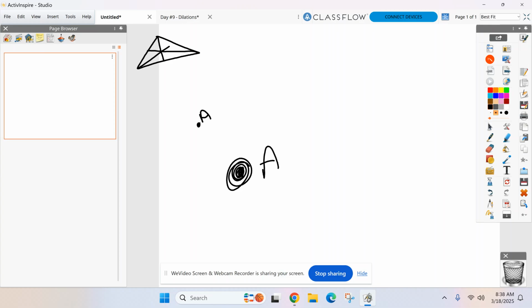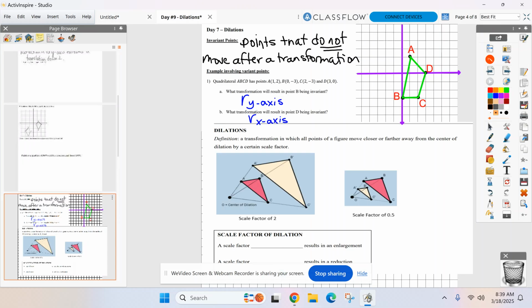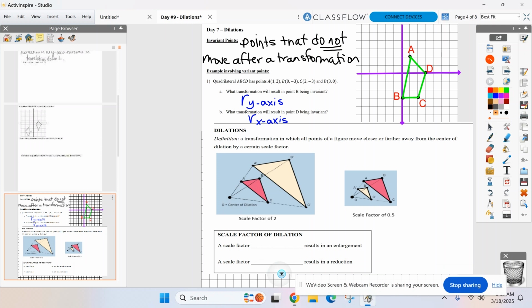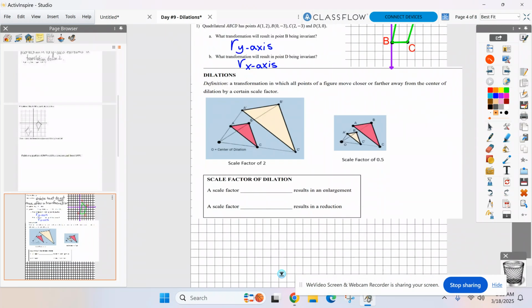So I want to show you today what actually happens in a dilation. Because yes, things do get bigger or smaller, but I want to show you why they get bigger or smaller. In a dilation, I will give you 2 things. I will give you the center of dilation, which is that point right there.